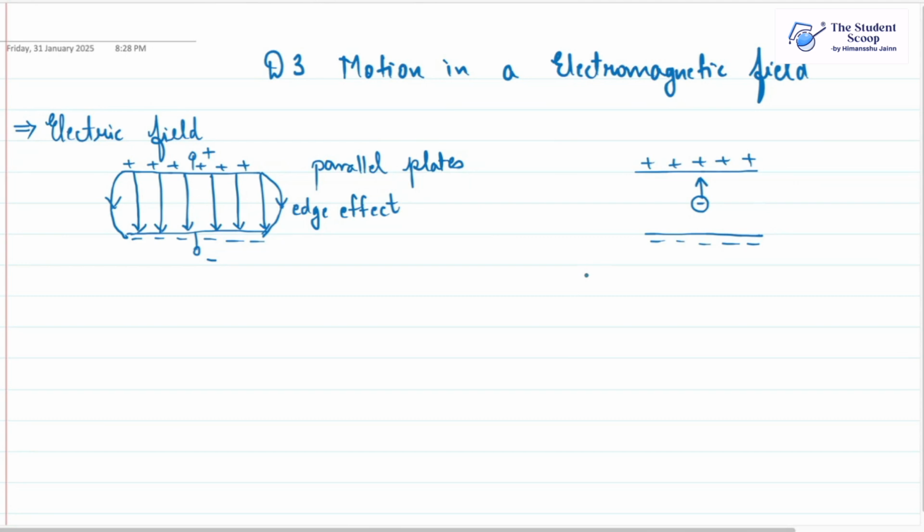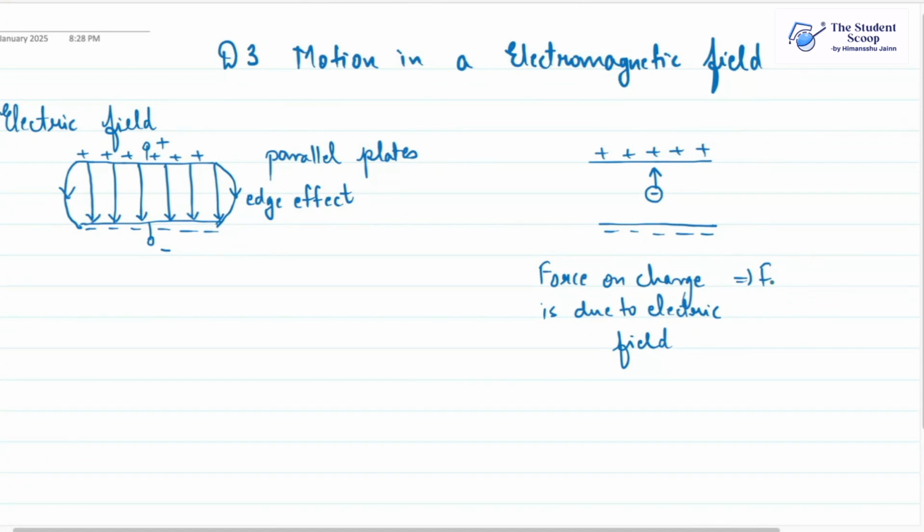It is moving up because the force on the charge is due to the electric field. The only force acting on the charge is the electric force, so the net force acting on the charge is the electric force. Therefore mass times acceleration can be written as E times Q. If you want to find the acceleration of this charge, it will be E times Q, the whole divided by mass. This is one of the kinds of problems we can solve.